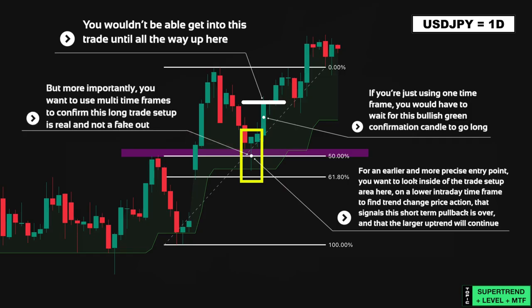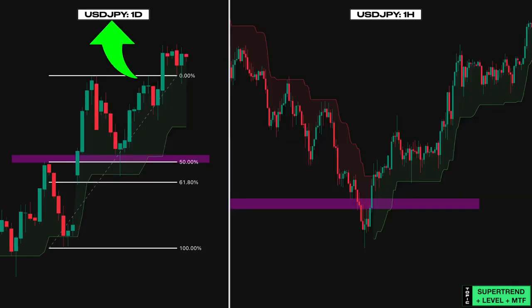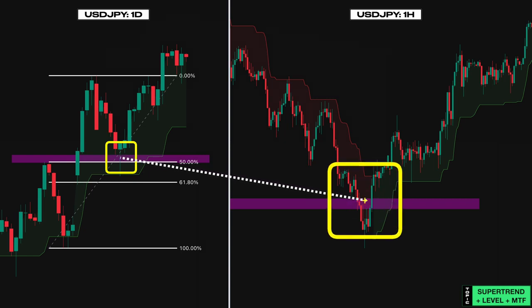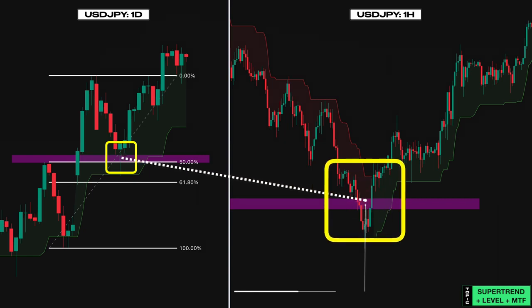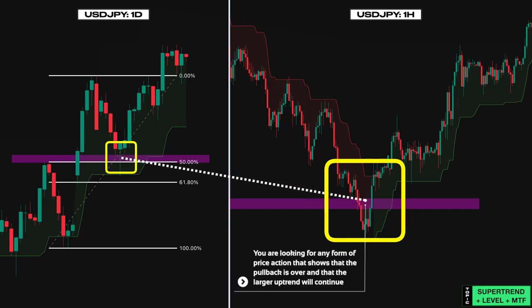So let's pull up the 1 hour time frame and put it beside this one. On the left is the dollar-yen daily time frame we just looked at, and on the right is the dollar-yen 1 hour time frame. Your trade setup area here that we previously identified is this same area here. Again, you are looking for any form of price action that shows the pullback is over and that the larger uptrend will continue. Here's what you had.